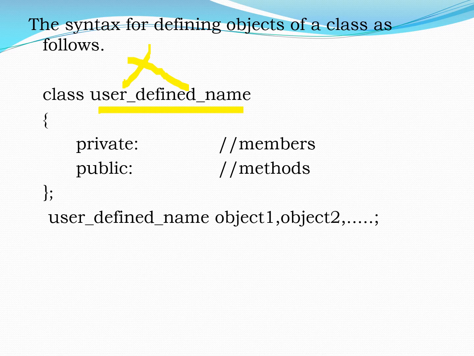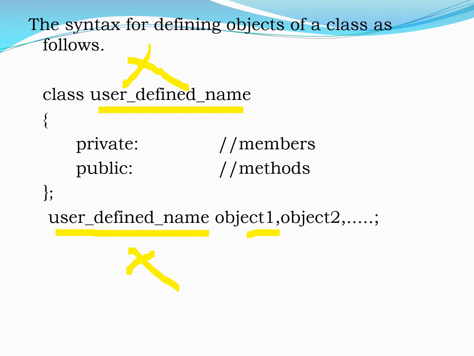I'm going to declare my objects inside the main program. The objects have been created inside the main program. How to create them? By using the user defined name. For an example, I have given X. X is my class name, followed by n number of objects.